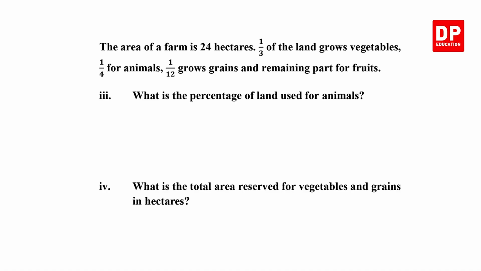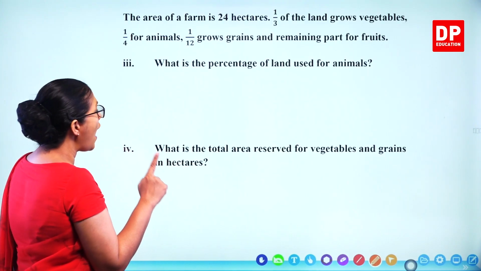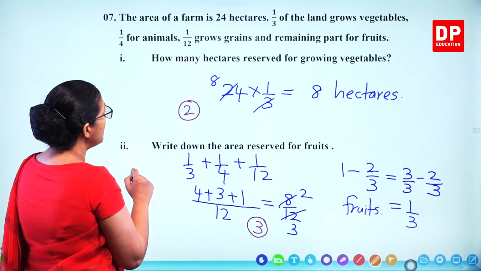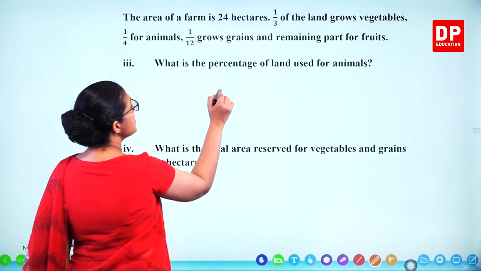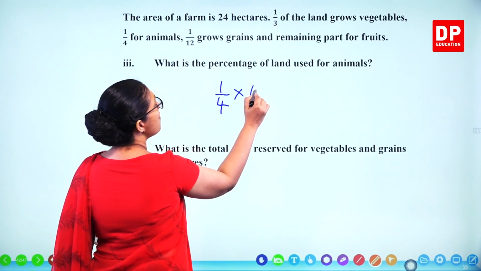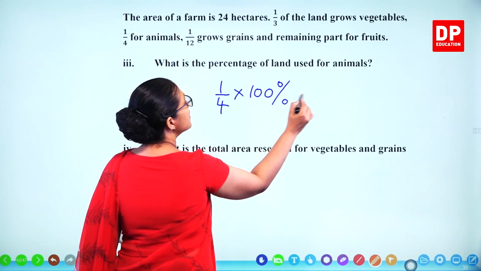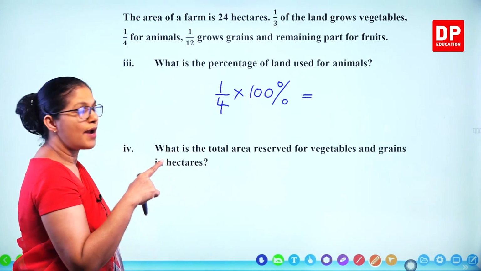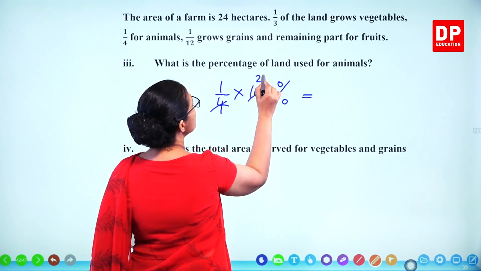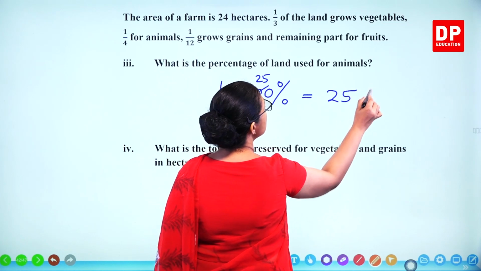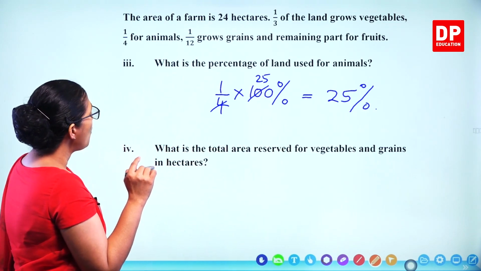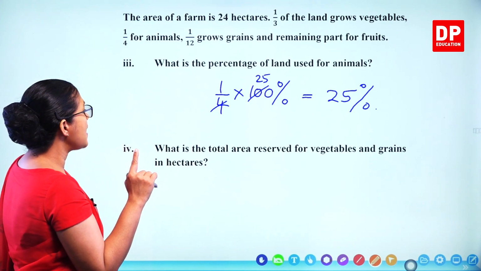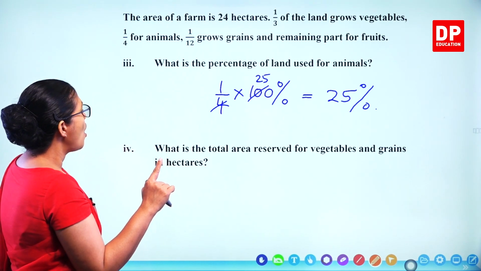The area of a farm, same thing. Now part 3. What is the percentage of land used for animals? Animals is just 1/4. As a percentage, multiply by 100%. So this means you have to divide by 4. 100 divided by 4, you get 25. So 25% used for animals.